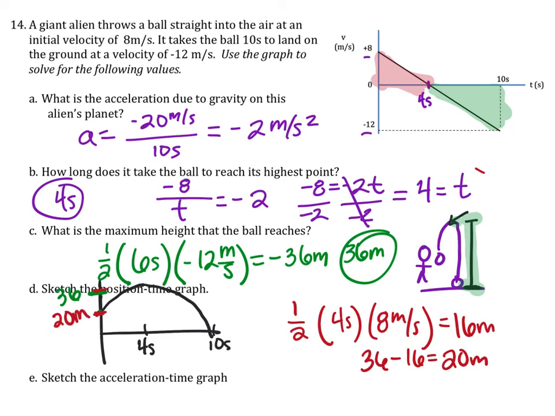It's going to then travel 16 meters up into the air, hit that maximum height of 36, and then fall back to the ground, and it's going to fall negative 36, which matches the area we found for this part of the triangle that we got for part C.